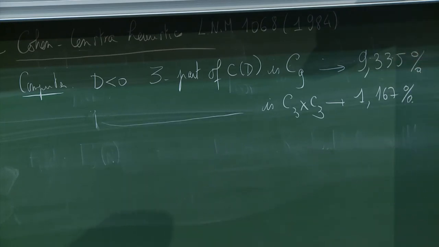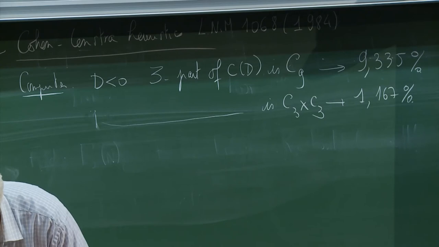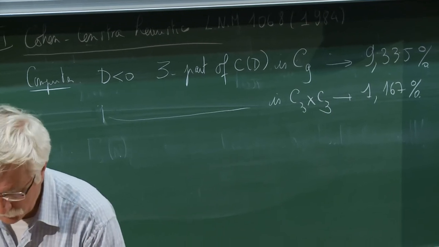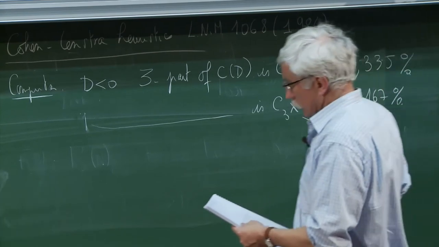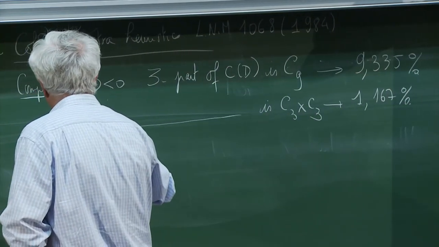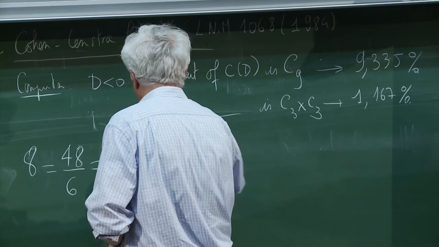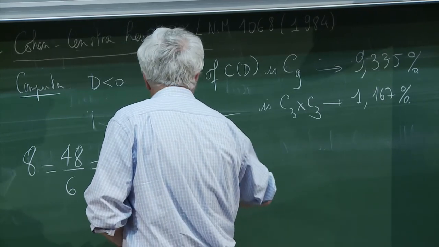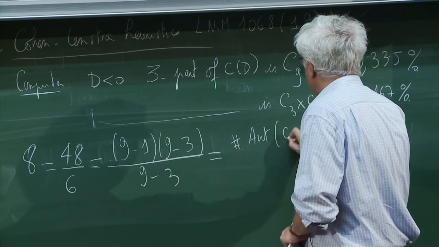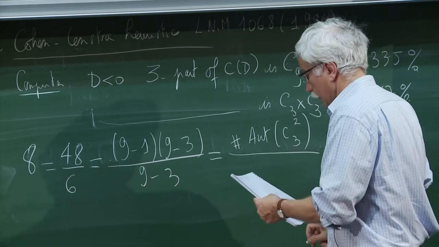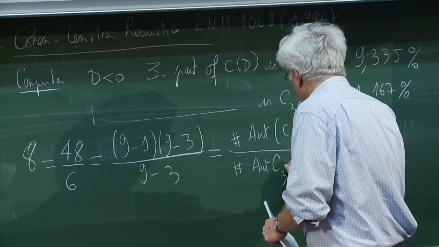Okay. So how can you explain that? First of all, you must be careful in this approach with computation, because the convergence is very, very slow. I will give you examples. So the ratio of these two numbers is 8, okay? And 8 is correct, and this is 9. And what is this? This is the cardinality of the automorphism group of C3 square divided by the cardinality of the automorphism group of C9, and the 3 is the exponent here.